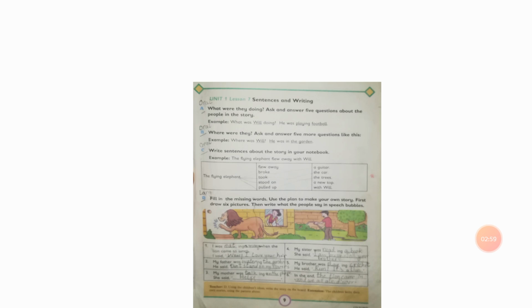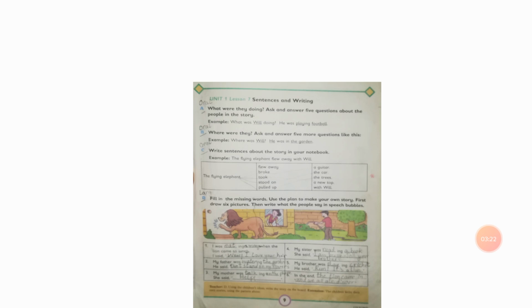Part D, Language. Fill in the missing words. Use the plan to make your own story. First draw 6 pictures, then write what the people say in speech bubbles. Number 1. I was eating a mango when the lion came to lunch. I said, "Whoa, I love your hair."